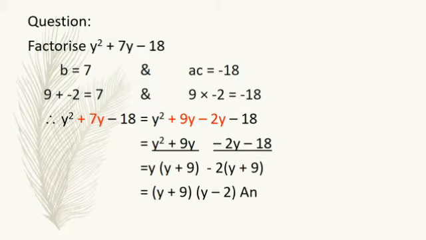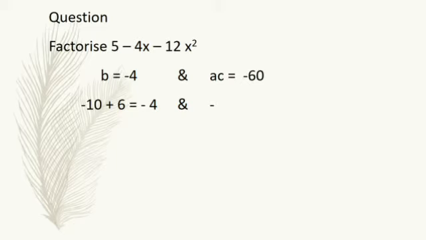Next question. 5 minus 4x minus 12x square. Here we have b is equal to minus 4 and ac is equal to minus 60. We have to note down b is always the coefficient of x. Now we have to split minus 4. For that we have minus 10 plus 6 is equal to minus 4 and minus 10 into 6 is equal to minus 60. So we have split b into minus 10 plus 6.